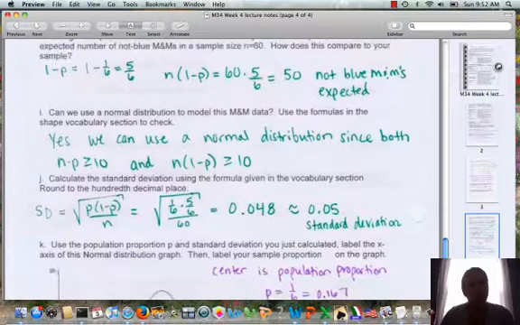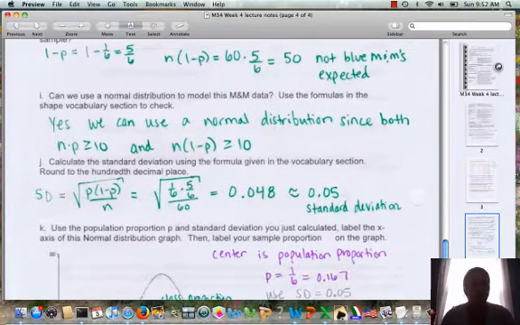Now we need to check, can we use a normal distribution to model this data? The normal distribution condition says that if the expected number of successes and failures is 10 or more, we can approximate our model with a normal distribution. In our calculations above, we had an expected 10 successes, or blue M&Ms, and 50 expected failures, not blue M&Ms. So yes, we can use a normal distribution, since both n times p, our expected number of successes, is greater than or equal to 10, and n times (1 minus p), our expected number of failures, is greater than or equal to 10.